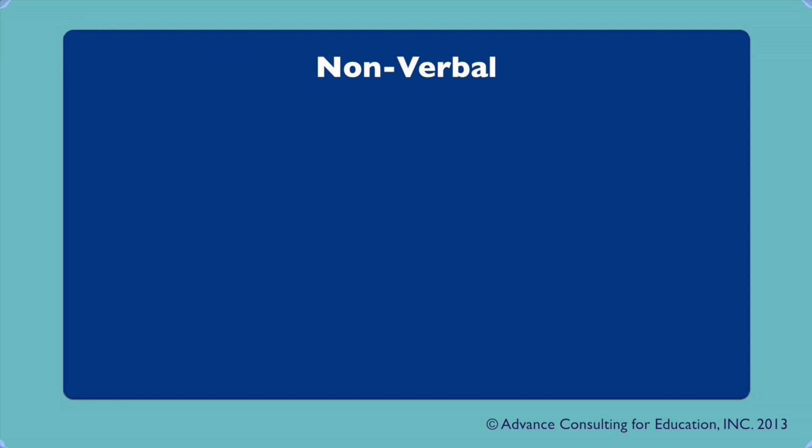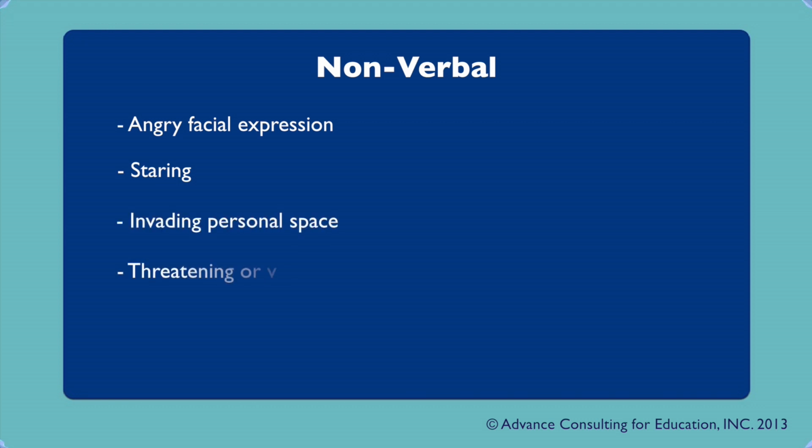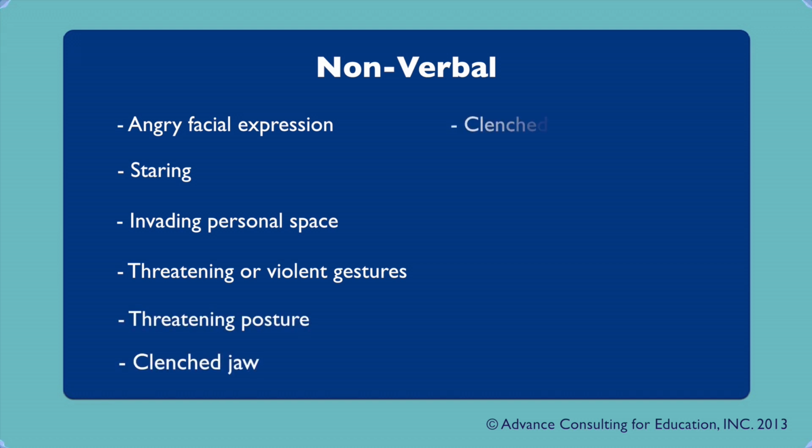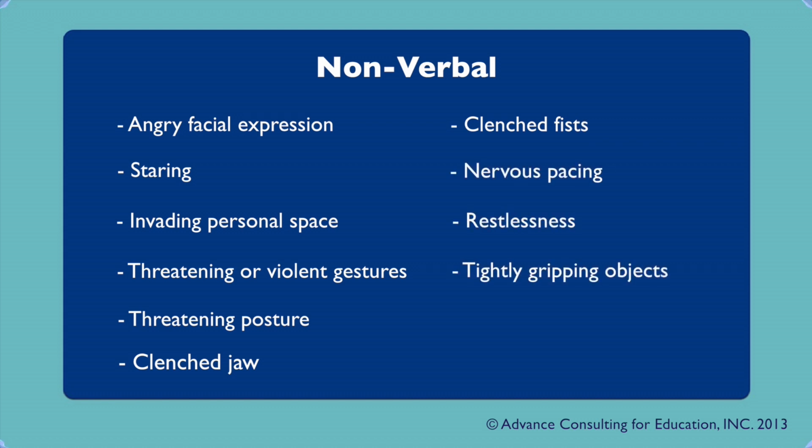Nonverbal signs of aggression are an angry facial expression, staring and direct eye contact, invading personal space, threatening or violent gestures, threatening posture, clenched jaw, clenched fists, nervous pacing, restlessness, tightly gripping objects, pushing, shoving, hitting, and punching.